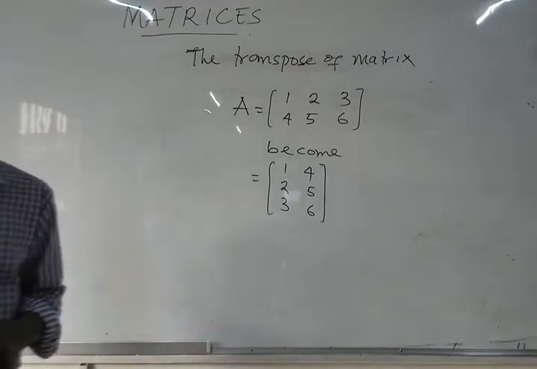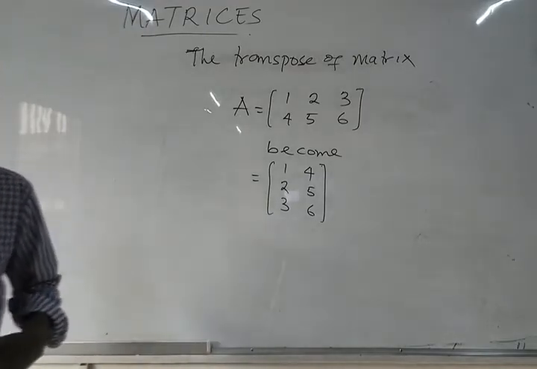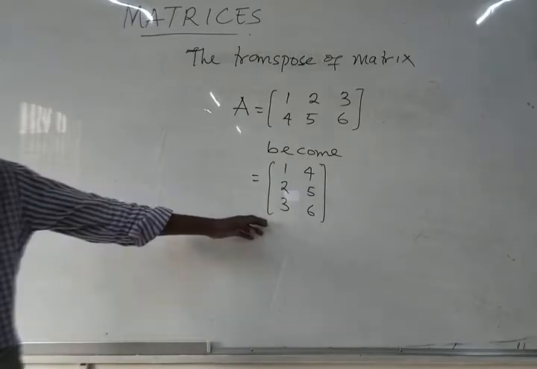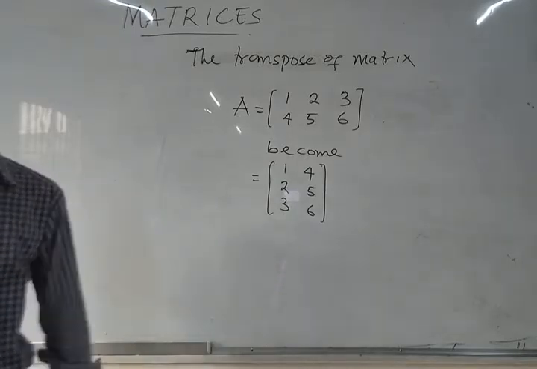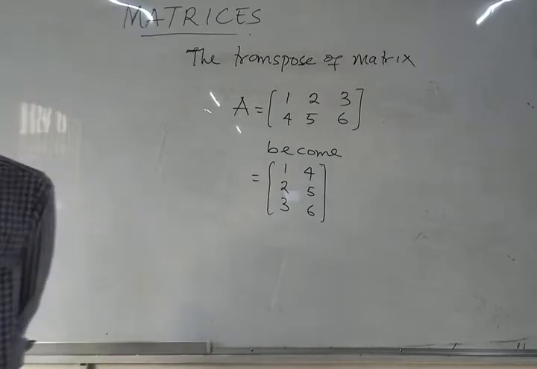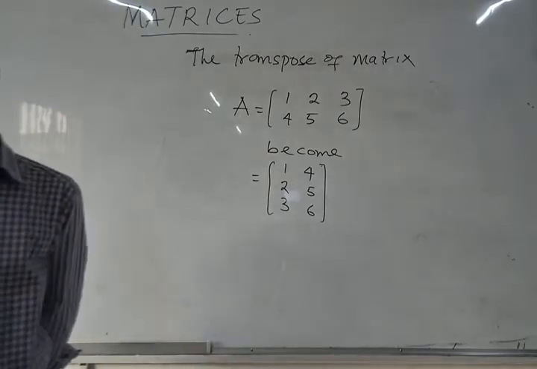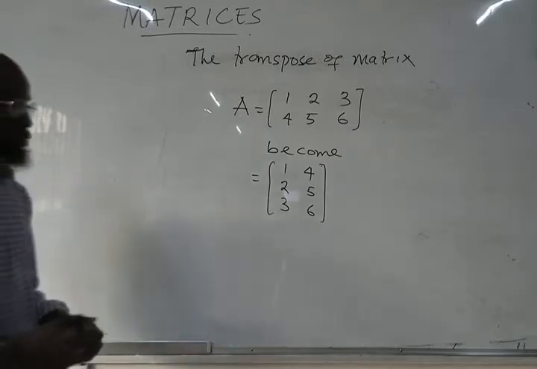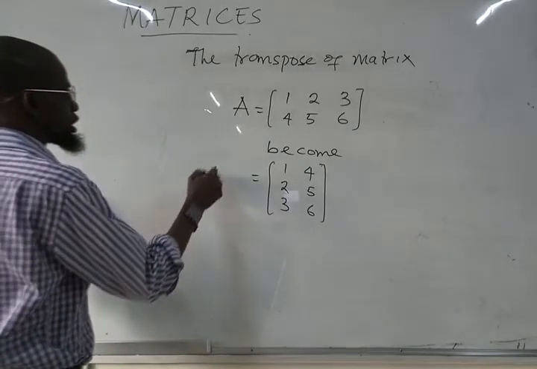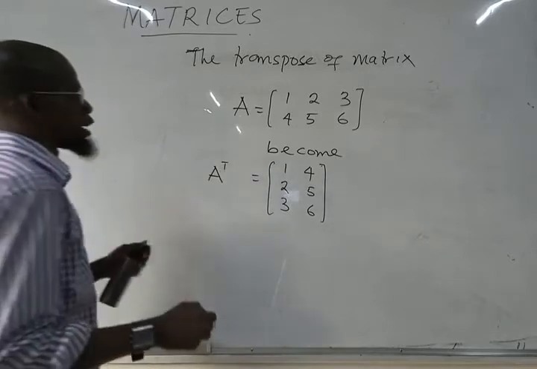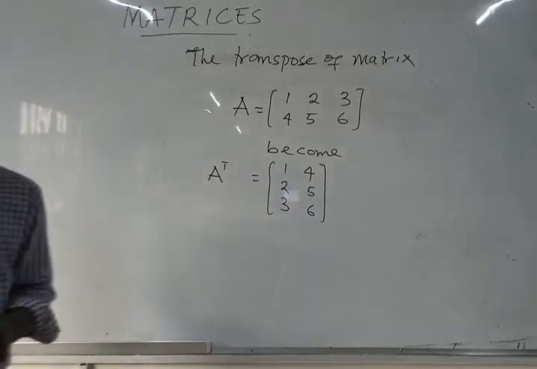The resulting matrix is called the transpose matrix of A, and we always denote it as A raised to power T.